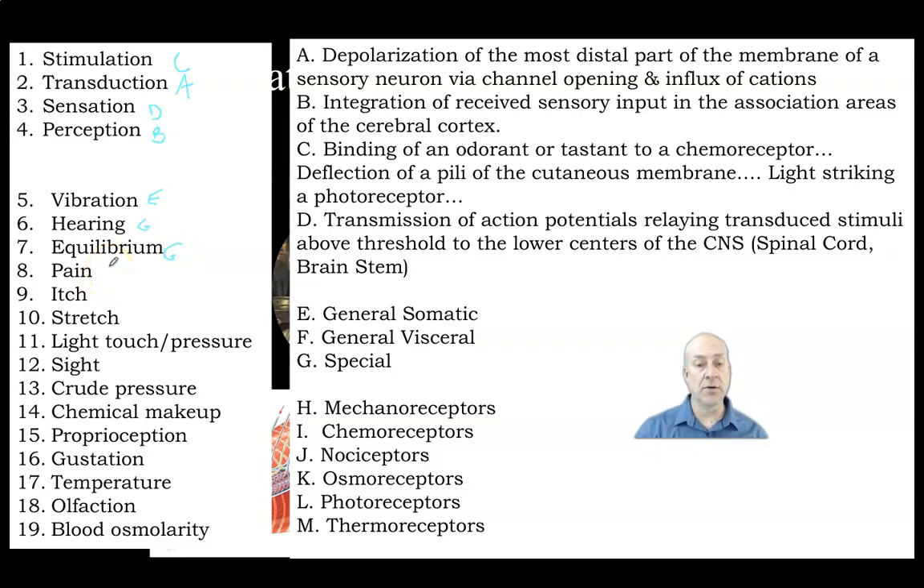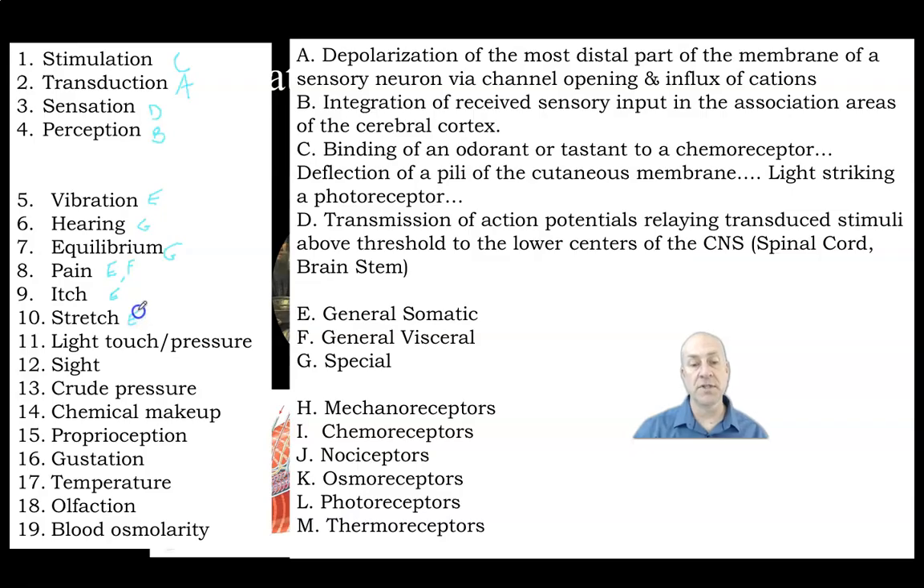Pain is a general somatic, but also you can pick up pain in the viscera, right? Absolutely, you can pick up pain in the viscera. Heart pain is one thing you really want to pick up. Intestinal pain, colonic pain, right? Stomach pain, those are all things that you want to pick up. Itch is general somatic. Stretch can be general somatic.